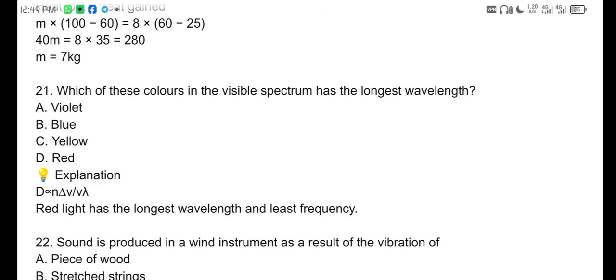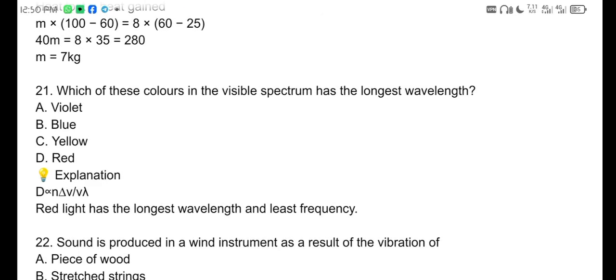Since deviation is increasing from red to violet, and D is inversely proportional to speed and wavelength, violet will have the least speed and the least wavelength. So if violet has the least speed and least wavelength, red has the highest speed and the highest wavelength. Red has the least deviation, least refractive index, and least change in speed. So red has the longest wavelength and least frequency.